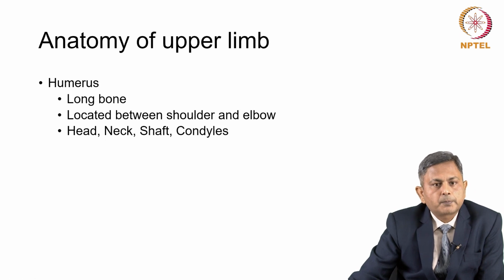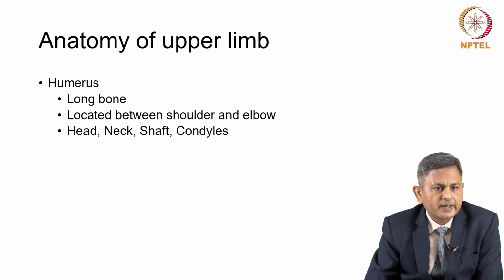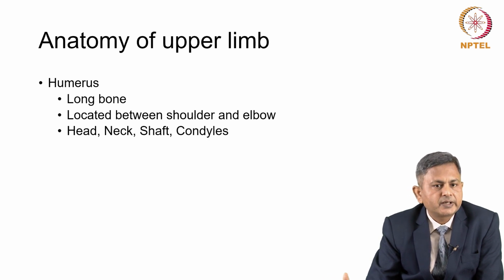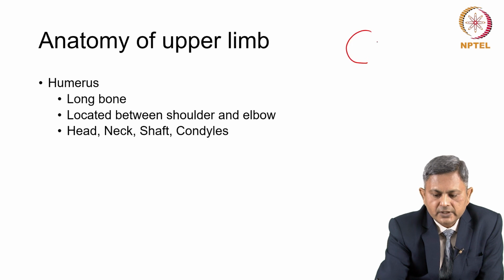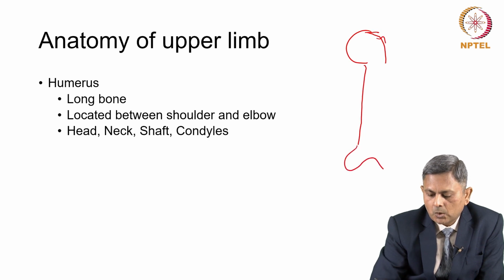Humerus is our arm bone. It's almost a foot long bone. It's around 12 inches or more than 12 inches, as per the height of the individual. It's located between the shoulder joint and the elbow joint. It has various parts: head, neck, shaft, and the condyles.